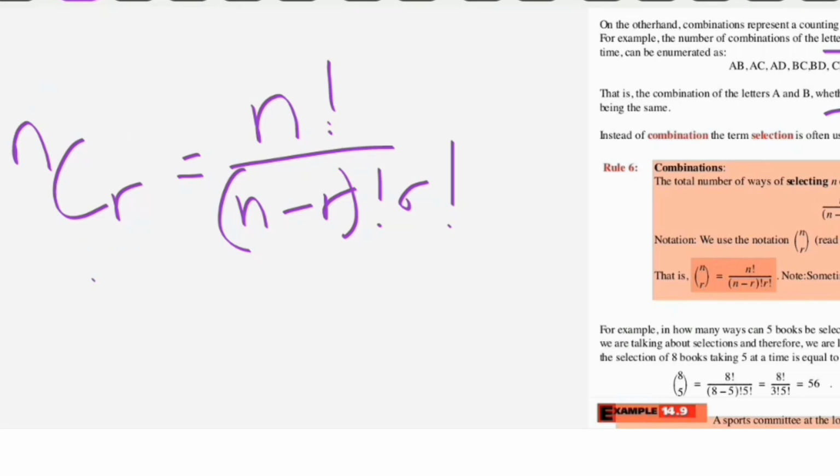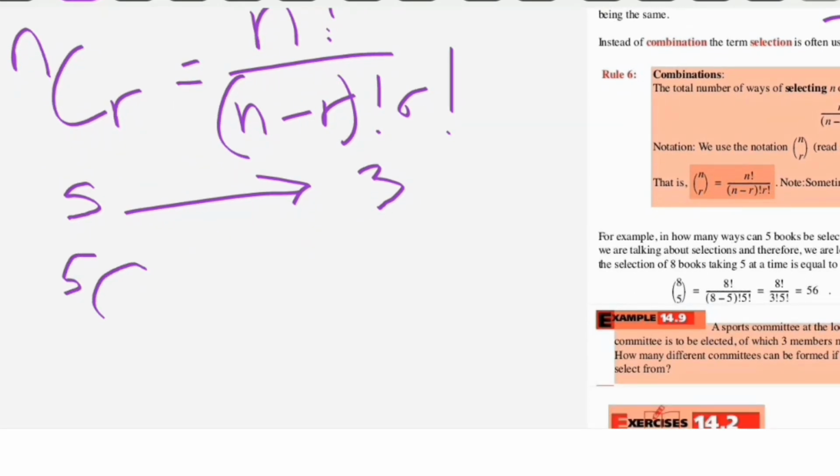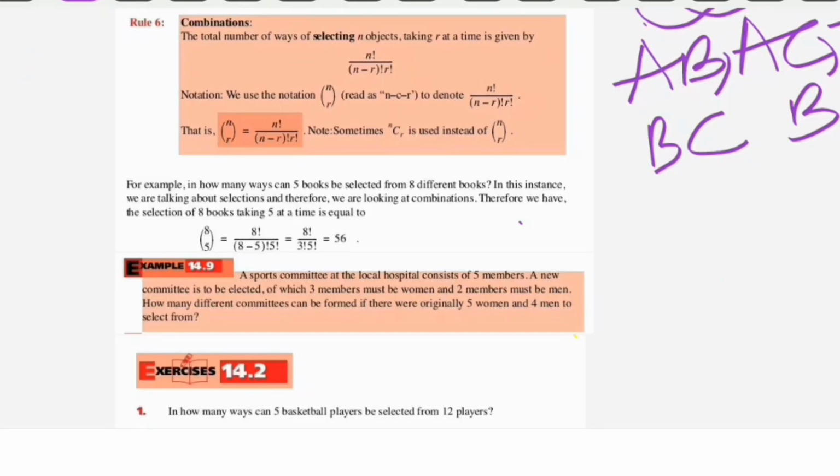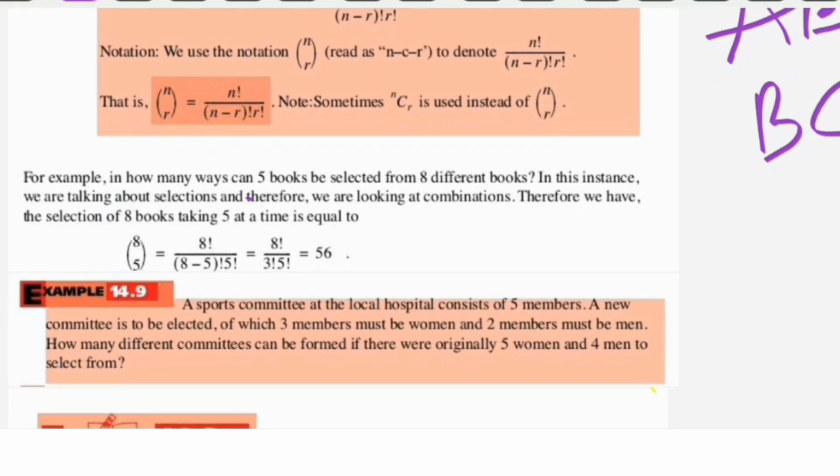While r here means the things that you want to select from the given data. So if you have 5 things and you want to pick just 3, then n is 5, and that will be 5C3. 5C3 means you have 5 things, you want to pick just 3 out of it. While 6C2 means you have 6 objects, you want to pick 2 out of it. From the example here, you have been asked: in how many ways can 5 books be selected from 8 different books?